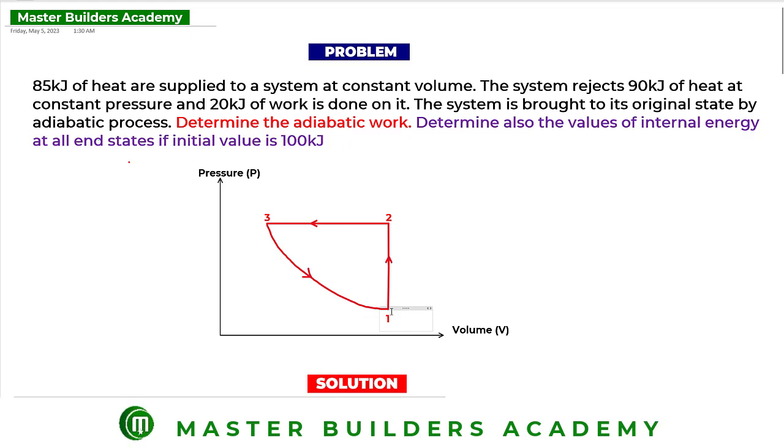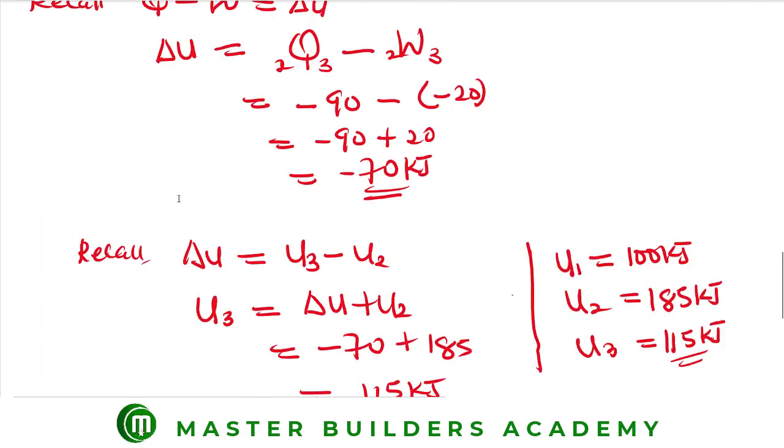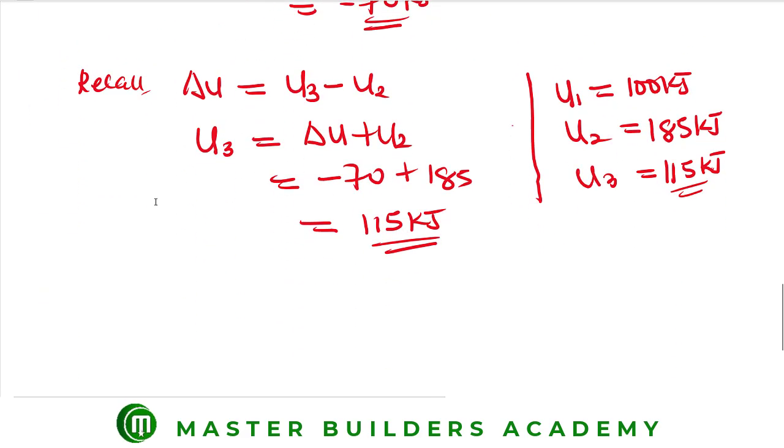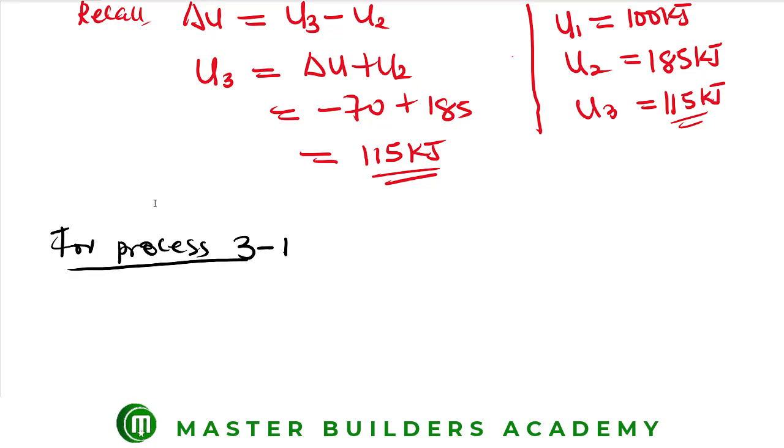Are we there? So if this is clear enough, all we just need to do now is to move over to this point and then begin to solve this. So for process 3 back to 1, as we have now, this process is what?